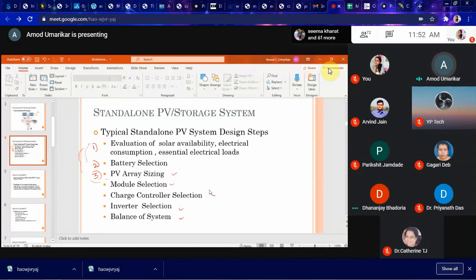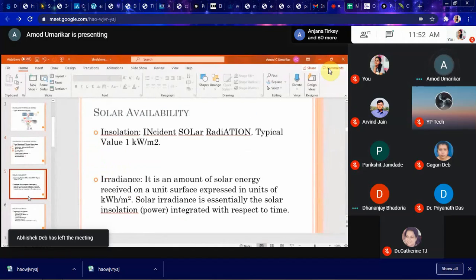In a typical standalone PV system, we can see the evaluation of solar availability, electrical consumption, and essential electrical loads. Then the second step is battery selection, and the third step is PV array sizing. These first three steps are the main steps in the design of a standalone PV system. The rest of the steps will fall in place automatically, but the first three steps should be accurate. So we'll mainly focus on these first three steps, with some simple examples so that it will be clear how to choose.